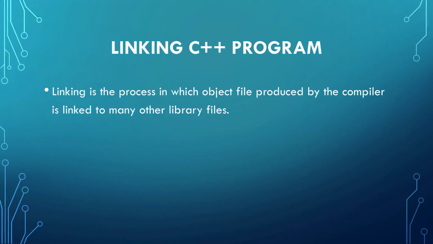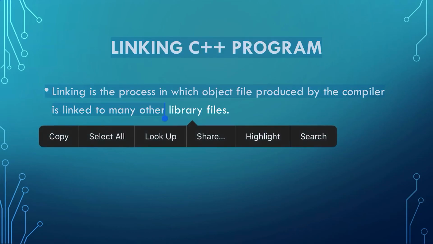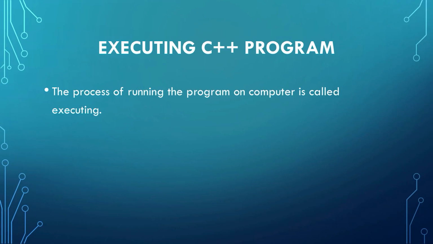So after compiling, these library files are linked with our program. This work is done by the linker. Linker is a program and is a part of compiler. After linking the object code to the libraries, an executable file with extension exe is created. Now, after linking, we get an executable file. Now, this file can be executed. In other words, we can say it will now be able to run. So, the process of running the program on computer is called executing.